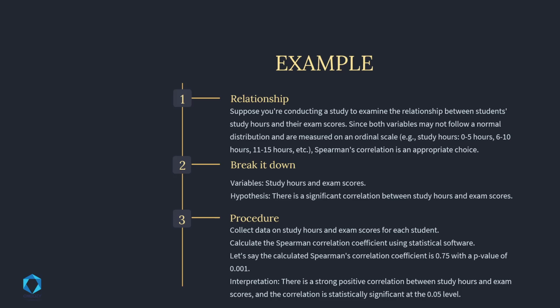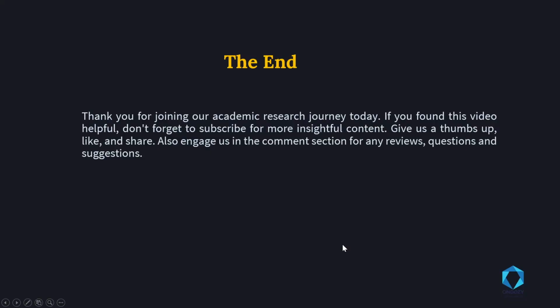Then let's break it down. What are the variables? The variables are study hours and exam scores. What is the hypothesis? That there is a significant correlation between study hours and exam scores. So the procedure is collect the data on study hours and exam scores for each student. Then calculate the Spearman correlation coefficient using the statistical software, that is SPSS. Let's say the calculated Spearman correlation coefficient is 0.75 with a p-value of 0.01.